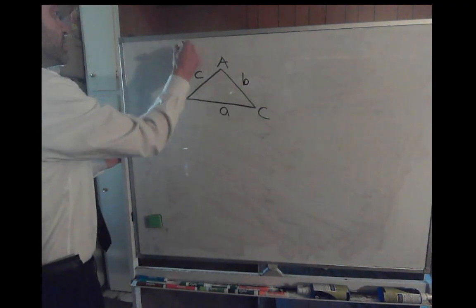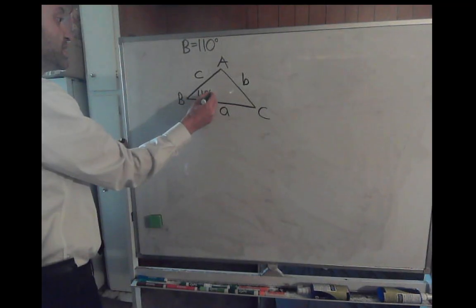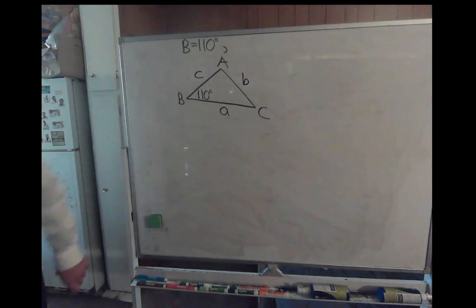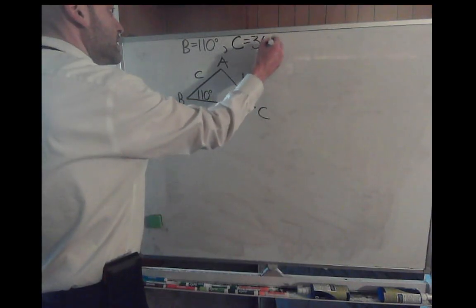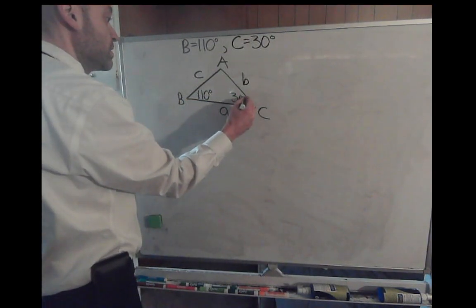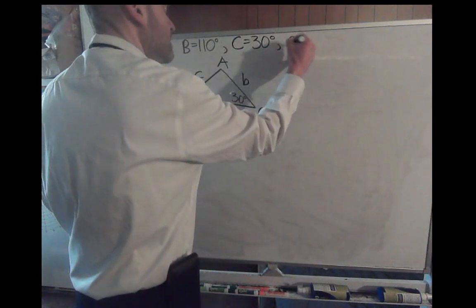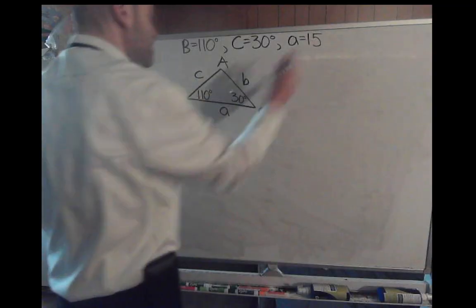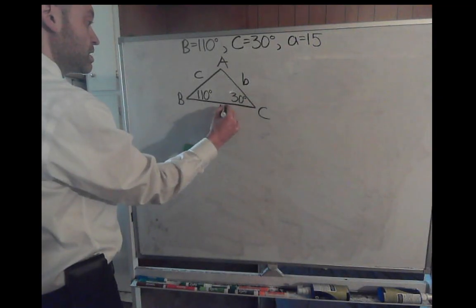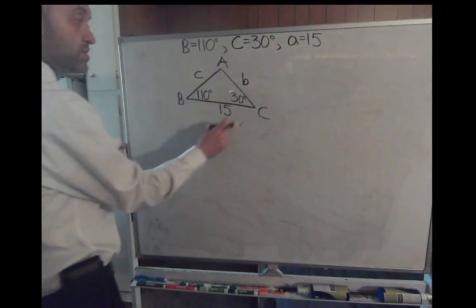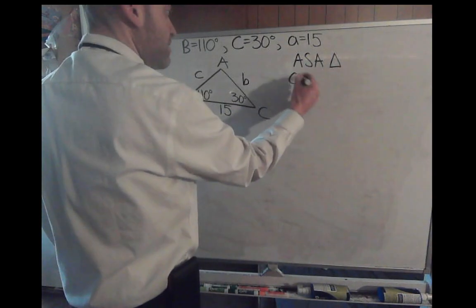So B equals 110 degrees. So we got angle B to be 110 degrees. What else do we have here? We have angle C is equal to 30 degrees. So let's put 30 degrees here. And then let's see what we have for a side. Side A is equal to 15. Alright, so we have an angle side angle triangle, which means for sure we have one triangle.